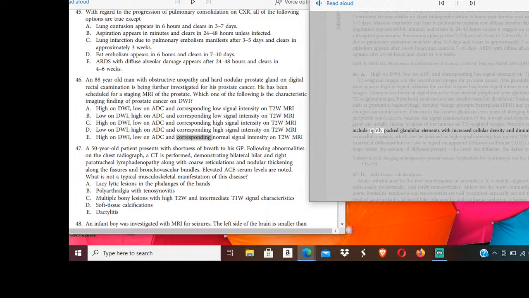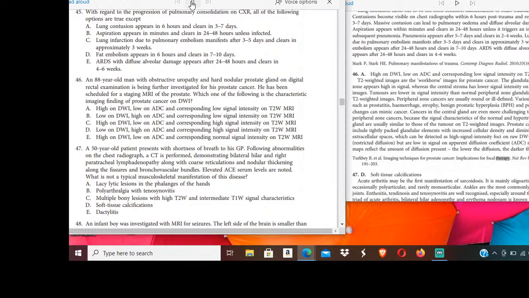Prostate cancers often include tightly packed glandular elements with increased cellular density and diminished extracellular spaces, which can be detected as high signal intensity foci on raw DWI MRI. Restricted diffusion, but are low in signal on apparent diffusion coefficient (ADC) maps. ADC maps reflect the amount of diffusion present. The lower the diffusion, the darker the lesion.